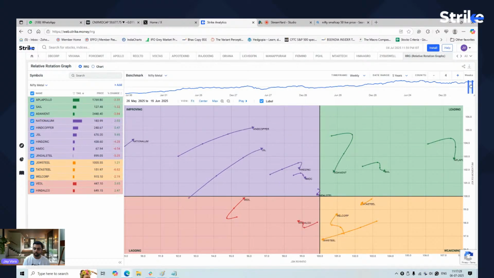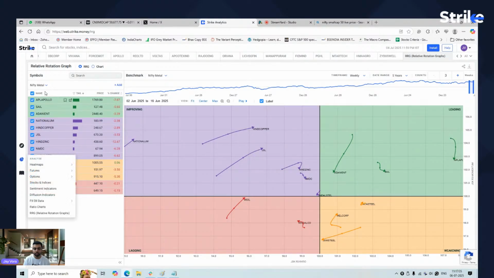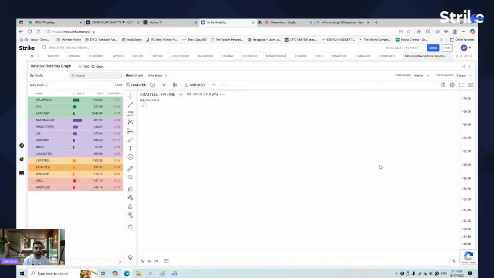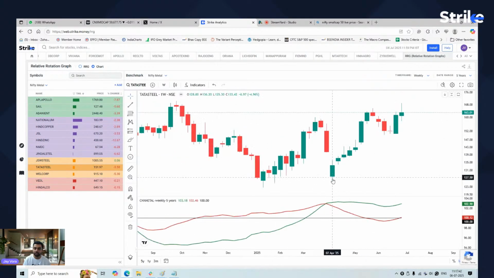The RRG of this was turning around. So you can see over here, I think we had done it last week only, and it was turning around. So when you click on Tata Steel and you see the chart, what had happened was again the same thing. It had moved higher.